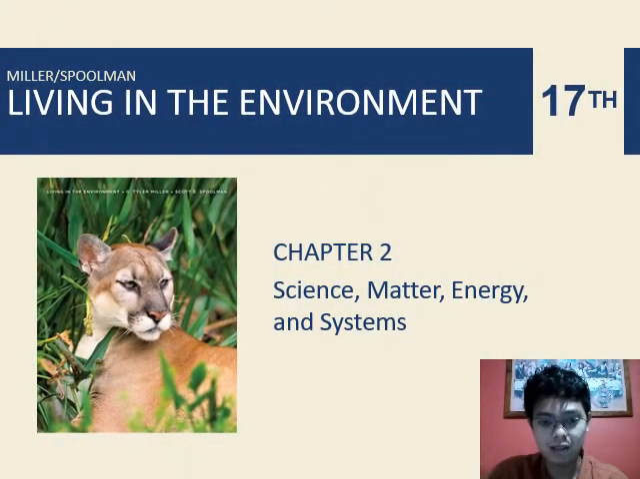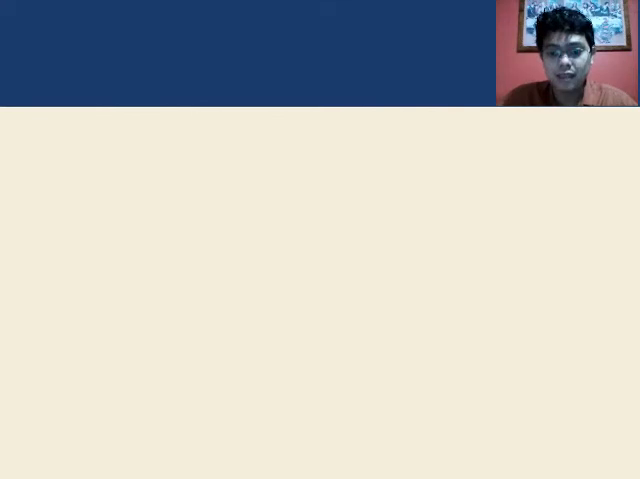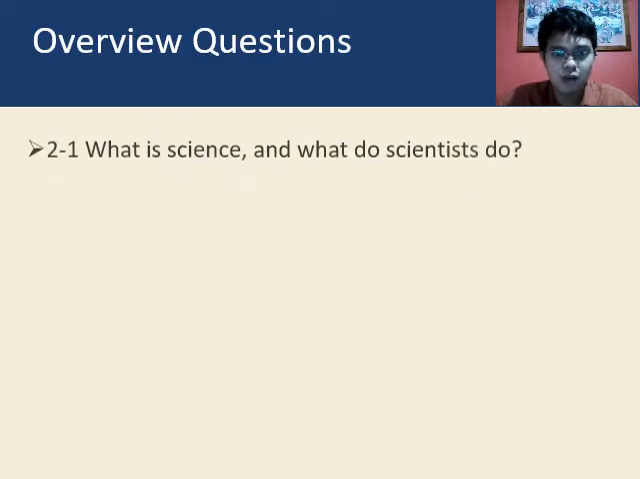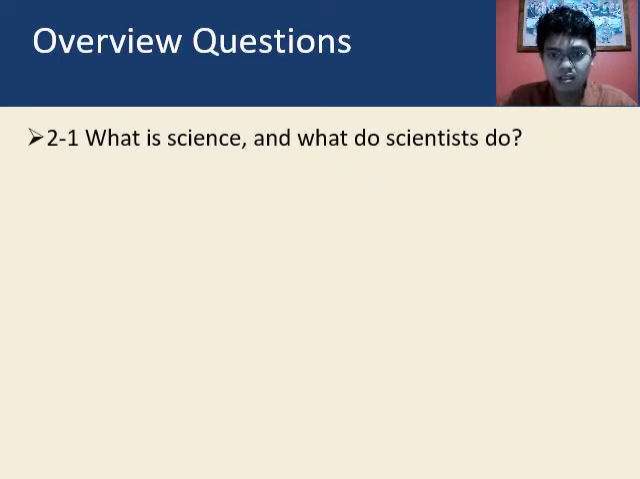Welcome to the new chapter of the environmental science subject, chapter 2, Science, Matter, Energy, and Systems. In this chapter, we will be able to answer some overview questions. First of that is, what is science and what do scientists do?